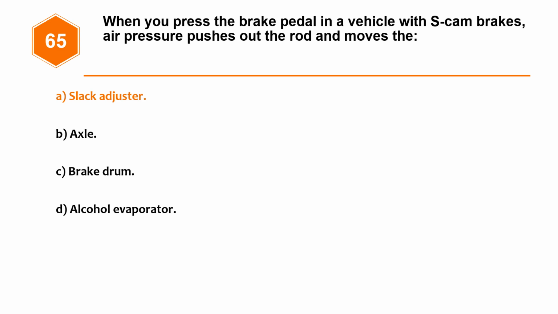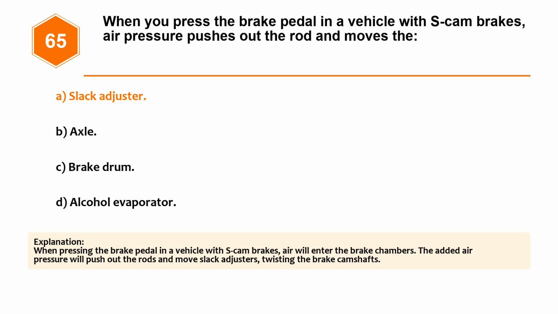The correct answer is option A, slack adjuster. Explanation. When pressing the brake pedal in a vehicle with S-cam brakes, air will enter the brake chambers. The added air pressure will push out the rods and move slack adjusters, twisting the brake camshafts.